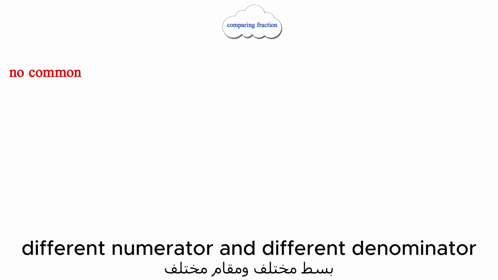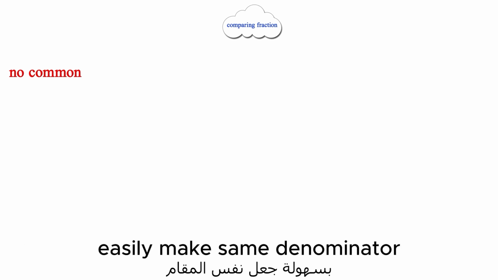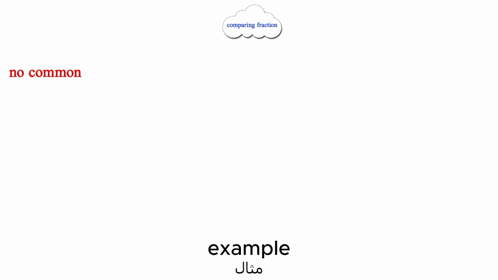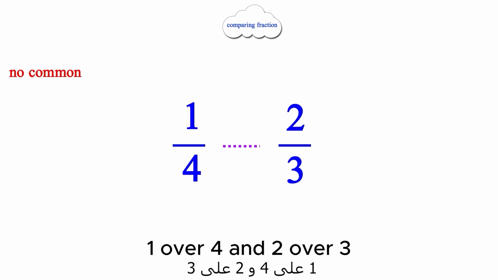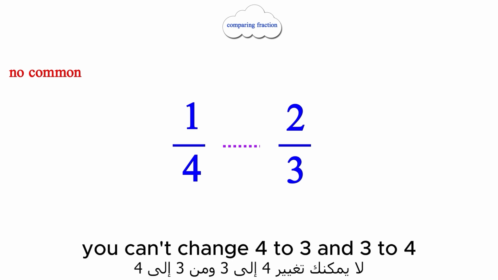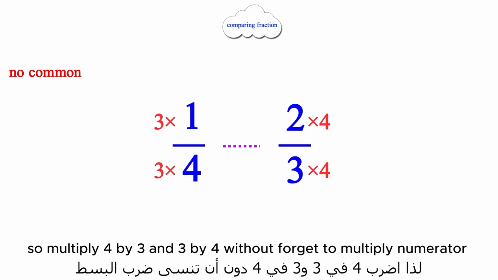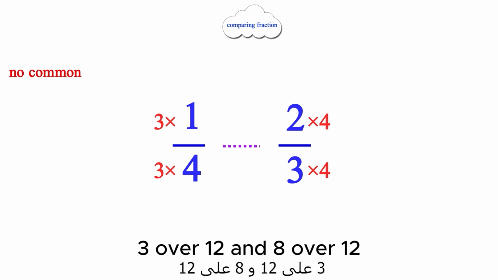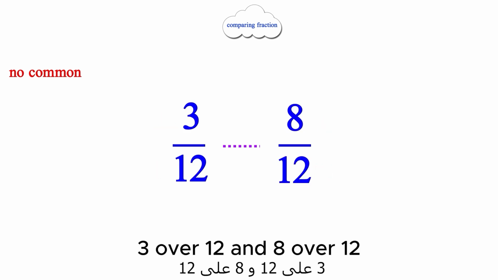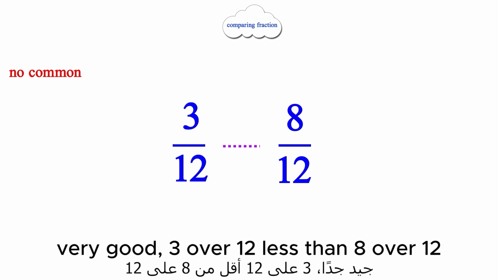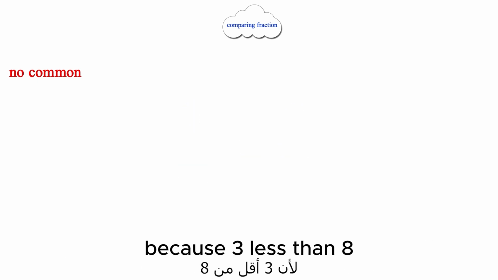Different numerator and different denominator. Easily make the same denominator. Example, 1 over 4 and 2 over 3. You can't change 4 to 3 and 3 to 4, so multiply 4 by 3 and 3 by 4, without forgetting to multiply the numerators. 3 over 12 and 8 over 12. Very good, 3 over 12 is less than 8 over 12, because 3 is less than 8.